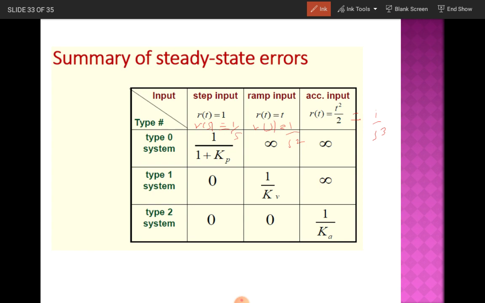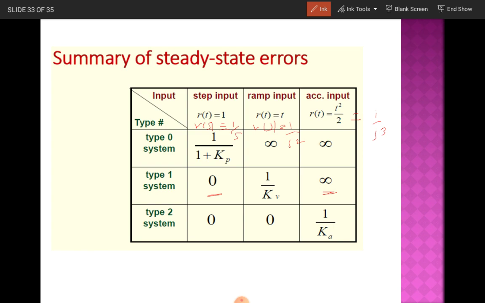Then for the type 1 system, for a step input, you will get 0 error, irrespective of the system. Suppose for the type 1 system, if you give a ramp input, you will get some value, that is 1 by Kv, as a steady state error. Then for the same type 1 system, if you give acceleration input, you will get infinity.